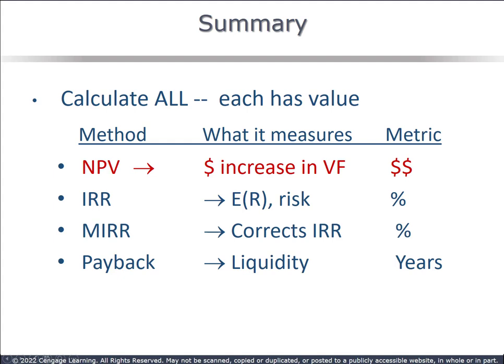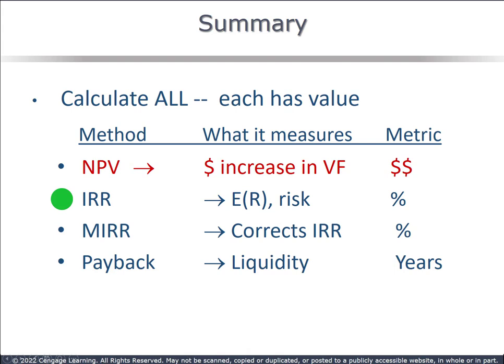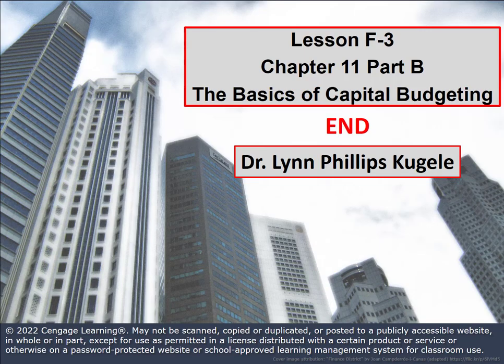In summary, with today's computing power, it's easy to calculate all the metrics. While NPV is the dominant one, each does provide valuable information. NPV is a dollar value and indicates the expected increase in the value of the firm. IRR is a percentage and gives you an indication of risk. MIRR is also a percentage and corrects problems with IRR. Payback and discounted payback are in years, and they indicate liquidity. This ends our coverage of capital budgeting methodologies.